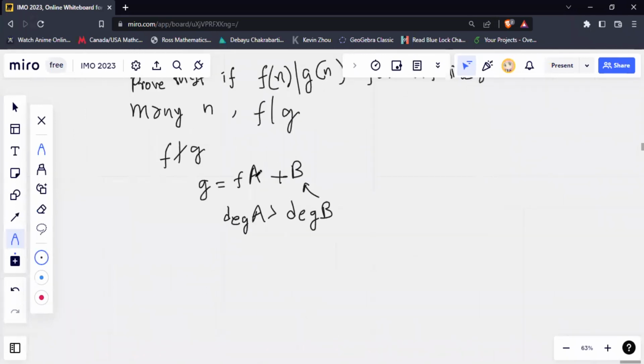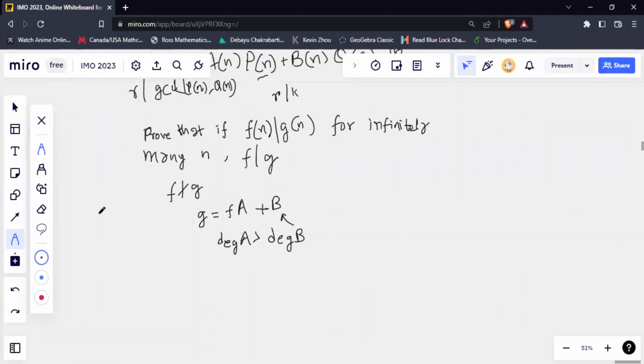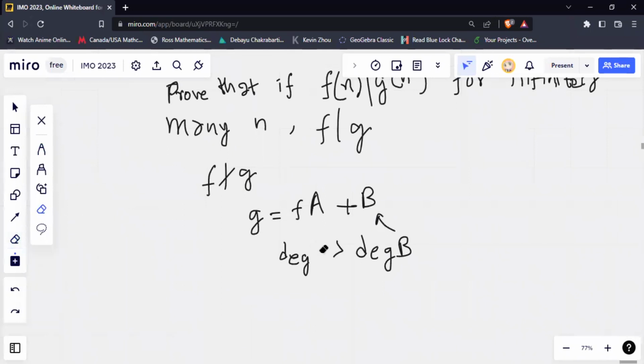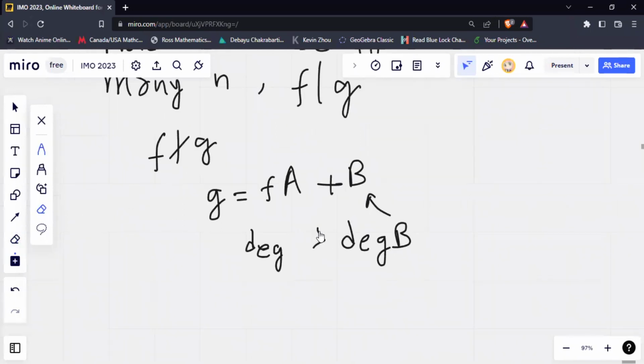So we have this information, and we probably somehow want to force that this is not true. Also, shouldn't it be degree f instead of degree a? Sorry. No problem.